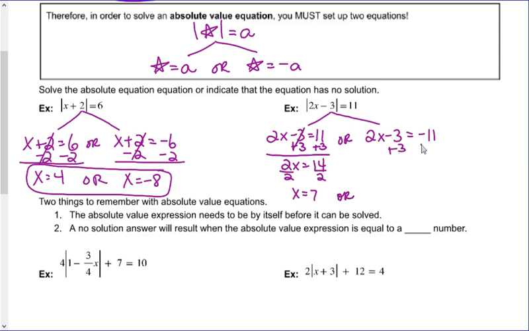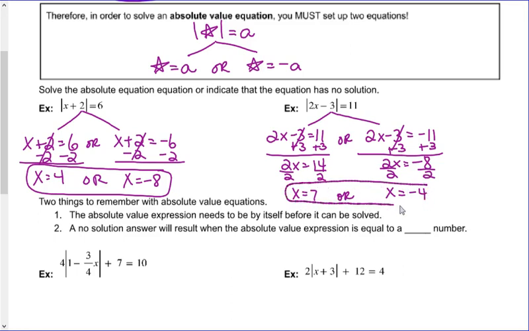I'm going to do the exact same process of adding 3 and dividing by 2, but because that's a -11, I'm going to get a different answer. 2x is equal to -11 plus 3. I owe you 11 bucks and I pay you 3. I still owe you 8. Then I'm going to divide by the number next to the letter. Therefore, x equals -4. These are my 2 answers to solve that absolute value equation.